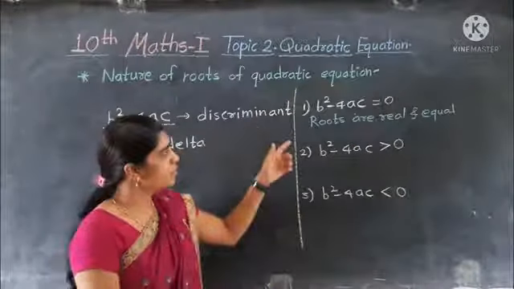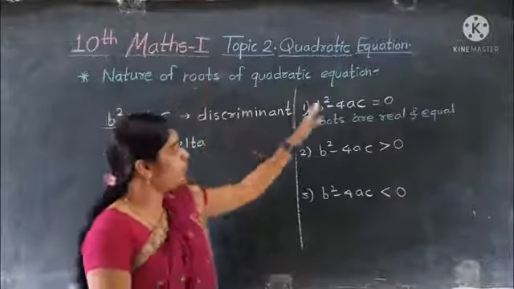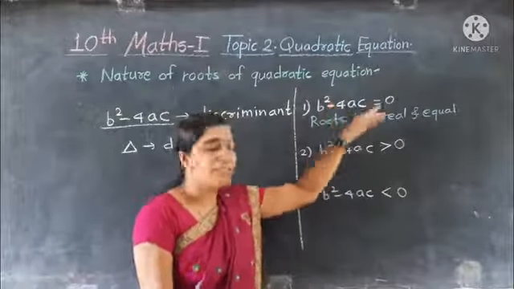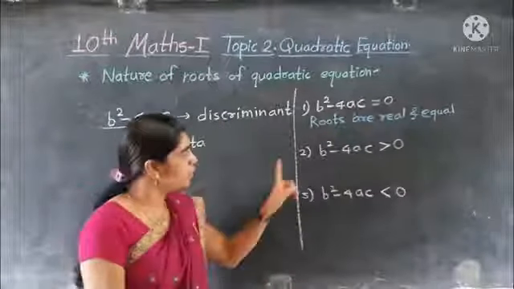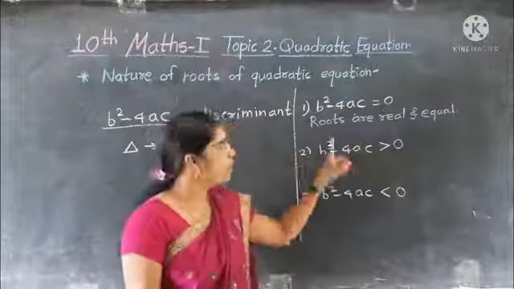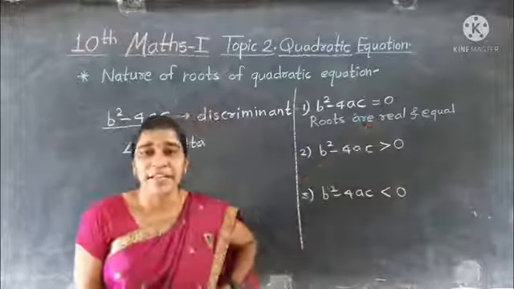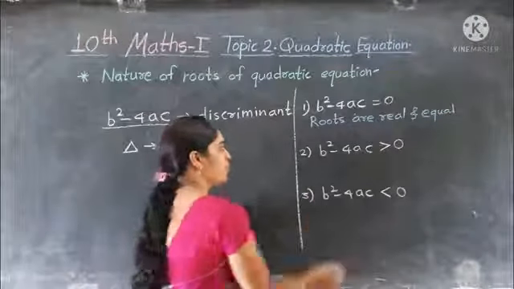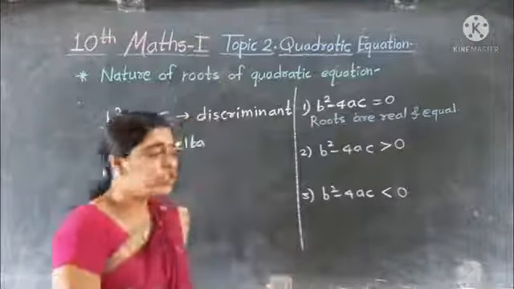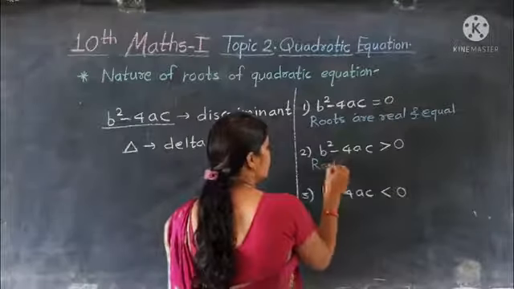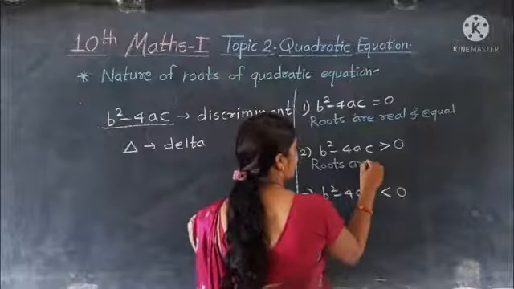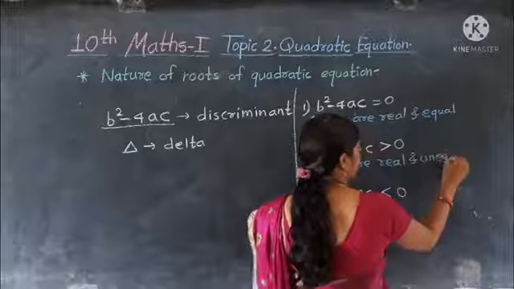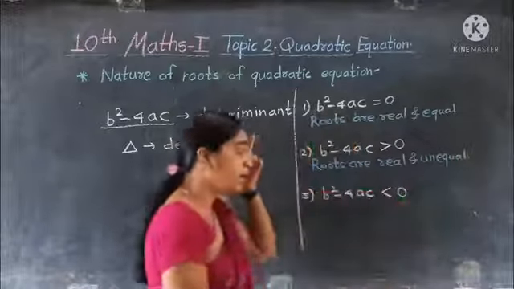I have told you the nature of roots depends on the value of discriminant, that is the value of delta, that is the value of b square minus 4ac. So if b square minus 4ac is 0, then the roots are real and equal. If the value of b square minus 4ac is positive, then roots are real but unequal. They are not equal, real but not equal.